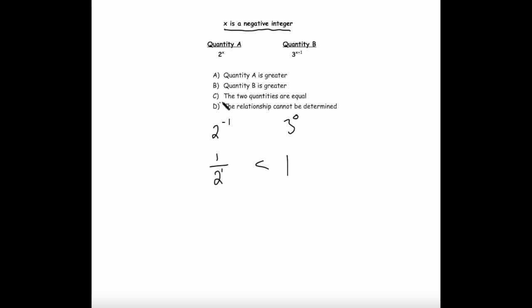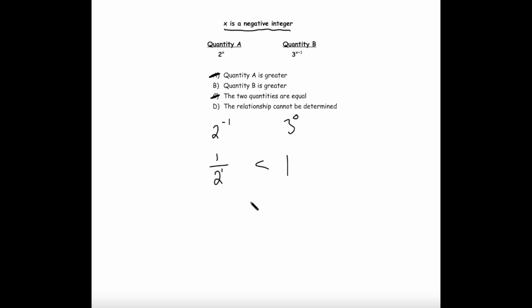Does that mean it's going to be true all of the time? Not necessarily. But at the very least, I can get rid of A and C, right? So either the answer is B or it's D. Now what we want to do is try to disprove this. In other words, try to find a case where these two quantities are equal or quantity A is greater.